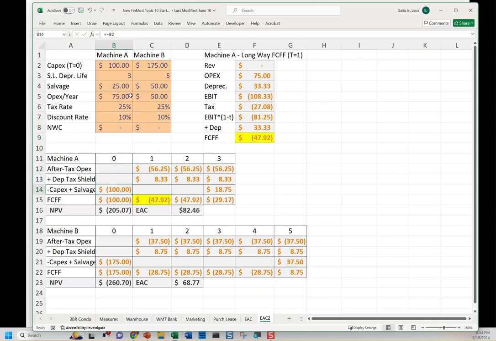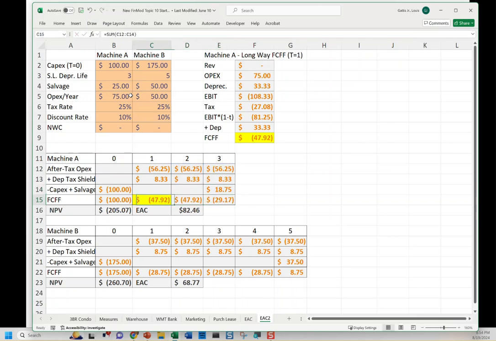So when I do those cash flows, it costs me $100 today. And then I did the after-tax OPEX, I did the depreciation tax shield using that shortcut method from before. So the free cash flows in years 1, 2, and 3 are 47, 47, and then 29.